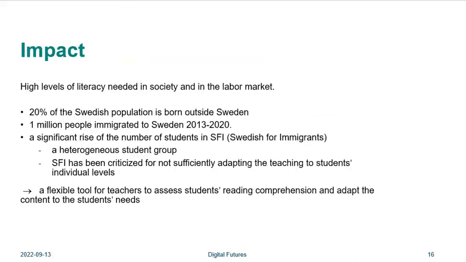So why is this important? Well, we live in a text-based society with high demands of literacy in the society at large and in the labor market in particular. And just to provide you some background, 20% of the Swedish population is born outside Sweden. 1 million people immigrated to Sweden between the years 2013 and 2020. This has led to a significant rise of the number of students in SFI. The students in SFI constitute a very heterogeneous student group when it comes to their linguistic, cultural, and educational background. And SFI has been criticized for not sufficiently adapting the teaching to the students' individual levels and needs.